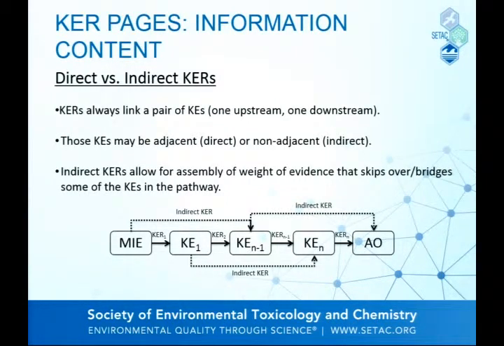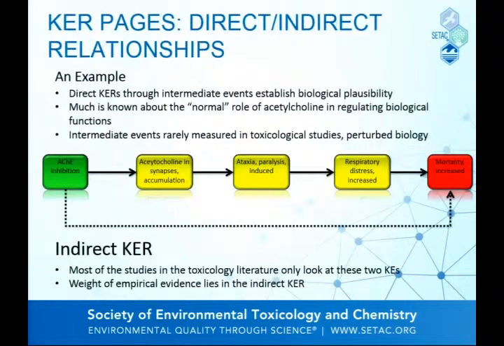So in that case, what you can do is start designating these indirect key event relationships, which are then going to facilitate better weight of evidence evaluation, because you actually might have information for these kinds of key events. So you're kind of bypassing some of the biology in the second step when you start conducting the weight of evidence evaluation. So here's an example of that.